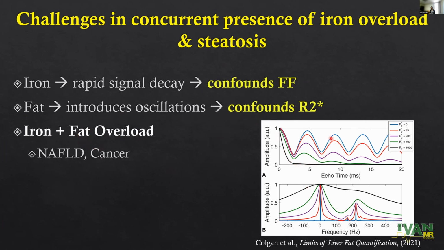And this is in the time domain. But if you look at the frequency domain, iron would broaden the peaks. This is the severe iron case of R2* 1000, and this is your water peak and this is your fat peak, and you see them as one big lump. So spectroscopy would also fail in both iron and fat situations.